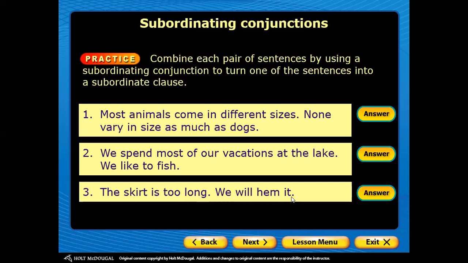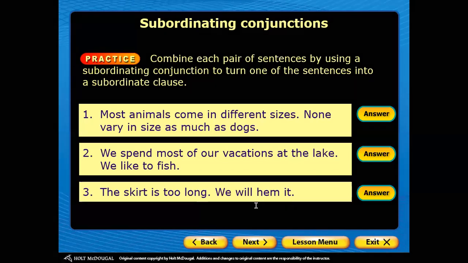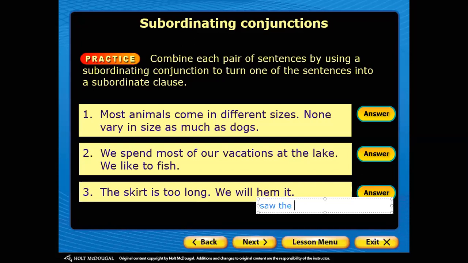We will hem it. You know what hem is? Hem means to fold the edge of the dress so that you can make it shorter. It's like you sew it so that it becomes shorter. So when you have jeans that are too long, you can fold them in and then sew them, or hem them.